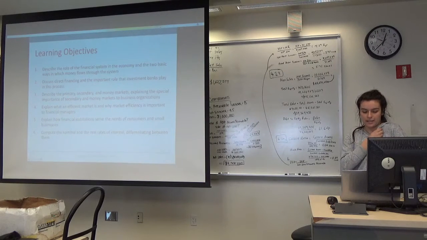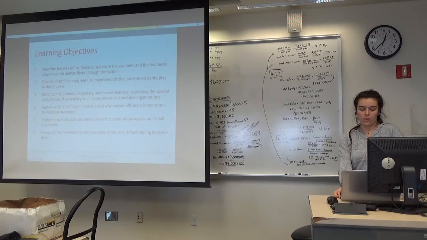Discuss direct financing and the important role that investment banks play in this process. Describe the primary, secondary, and money markets. Explain the special importance of secondary and money markets to business organizations. Explain what an efficient market is and why efficiency is important. Explain how financial institutions serve the needs of consumers and small businesses, and compute the nominal and the real rates of interest, differentiating between them.